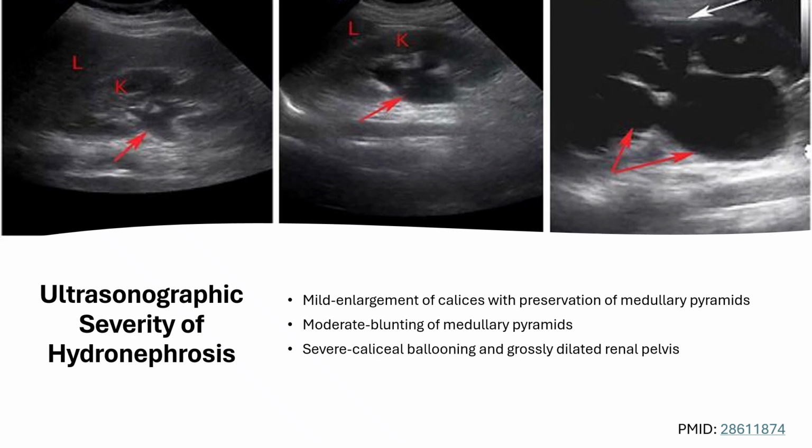In mild cases of hydronephrosis, you typically see enlargement of the calyces and preserved medullary pyramids. In moderate cases of hydronephrosis, in addition to dilated calyces, you see some blunting of the medullary pyramids. And in severe cases of hydronephrosis, as shown on the top right, you see calyceal ballooning and a grossly dilated renal pelvis. Please take a moment to review this slide.